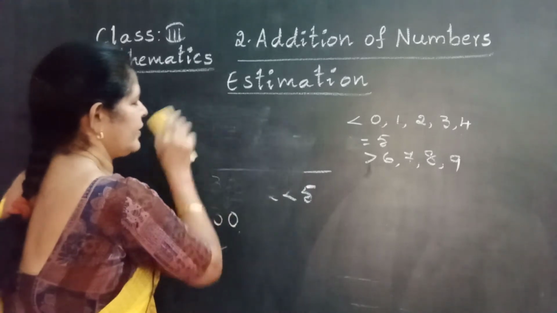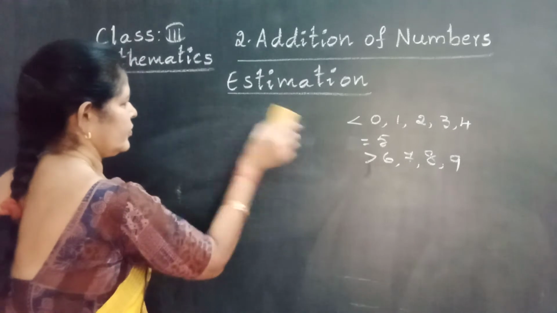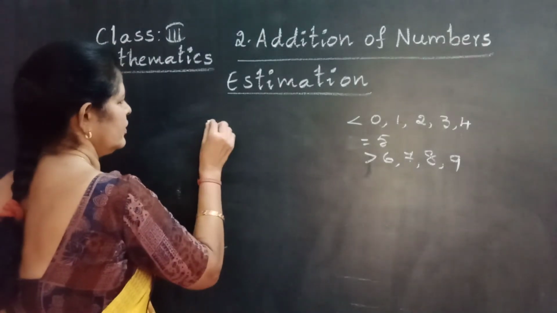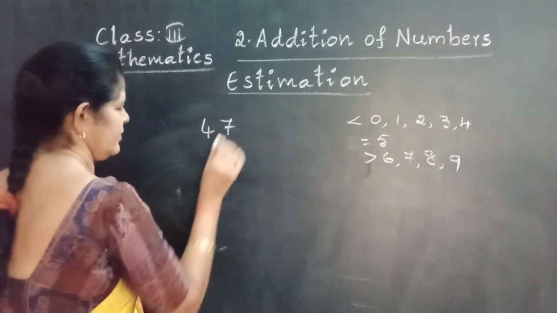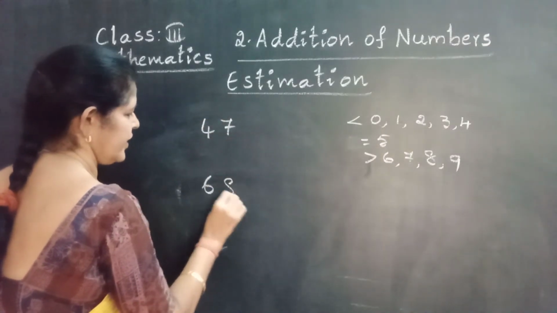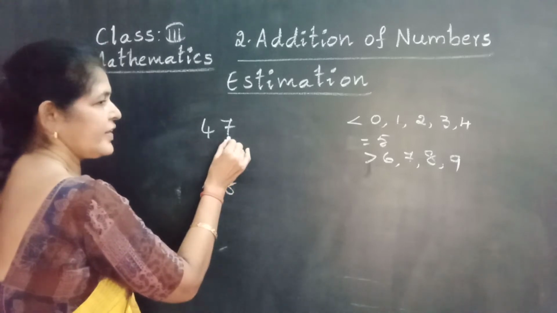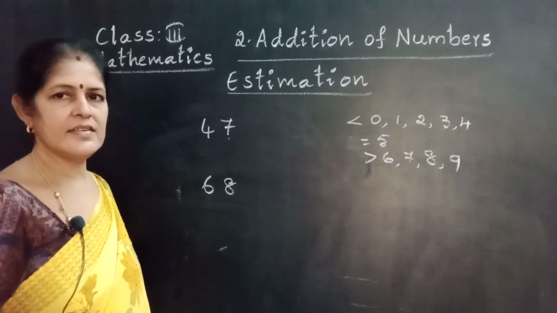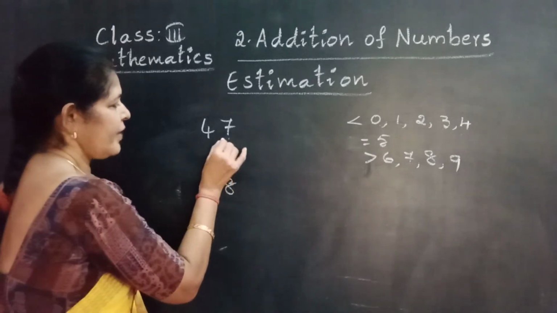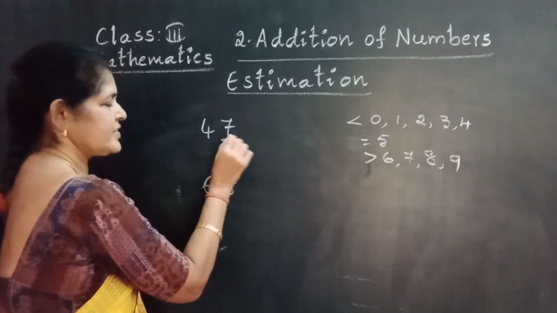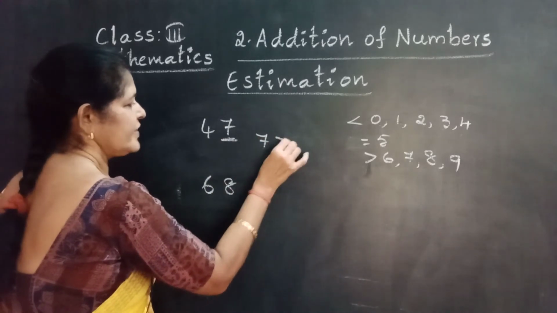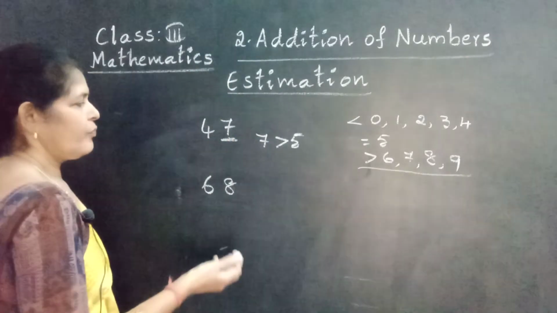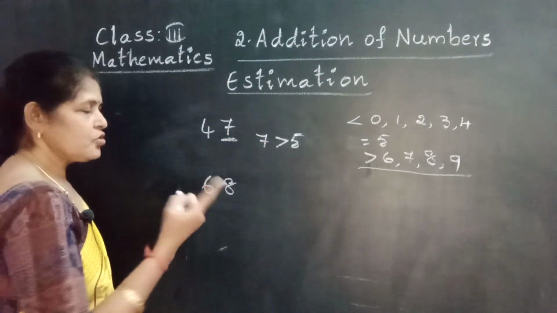And another number. Have you understood the concept? Already you learnt in chapter 1. 47 and 68. See, 47 is rounded off to the nearest tens. That means check the number in the ones place. Ones place having 7. 7 is greater than 5. Goes to second rule. Greater than 5 means we add 1 to the tens place.